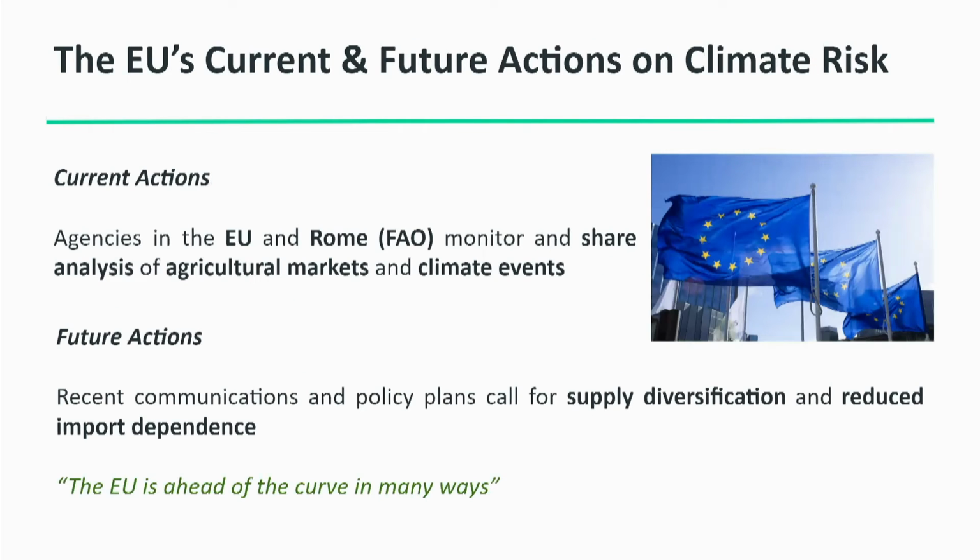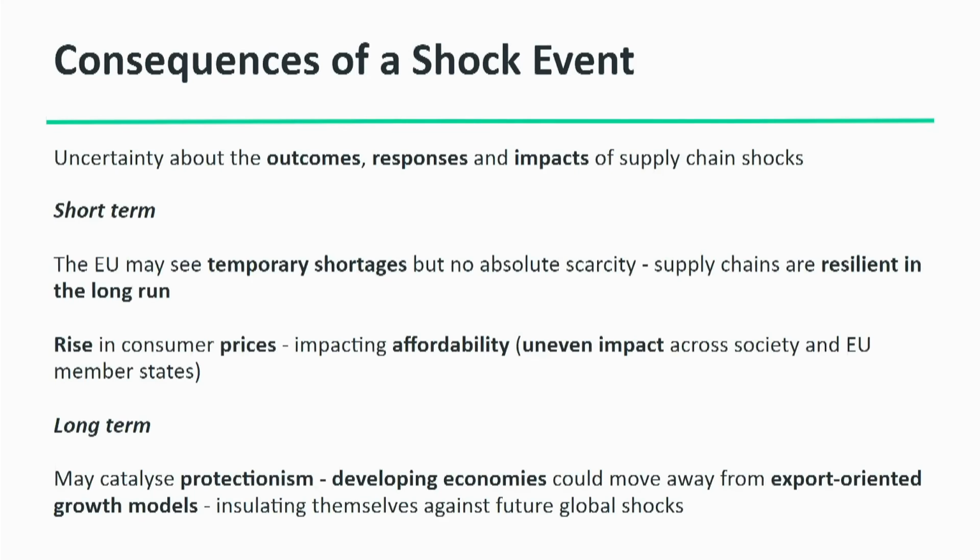Okay, so what's the EU doing at the moment, and what does it plan to do in the future to address these types of risks to their supply chains? Well, currently, there's agencies in the EU and Rome from the FAO that monitor and share analysis of agricultural markets and climate events to act as an early warning system. And then in the future, many of you may have seen that this year, the EU started to release communications and policy plans on this type of area, calling for supply diversification and reduced import dependence. And then at the bottom there, we have a quote from one of the stakeholders that said the EU is actually quite ahead of the curve in many ways concerning these types of issues.